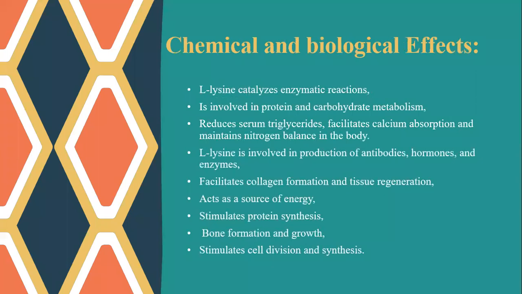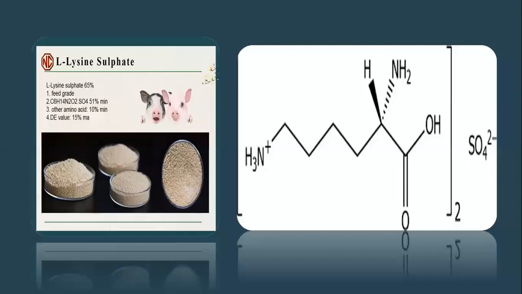Lysine sulfate catalyzes enzymatic reactions. It is also used in protein and carbohydrate metabolism, and is involved in the production of antibodies, hormones, and enzymes. It facilitates collagen formation and tissue regeneration. It also stimulates protein synthesis, bone formation, and growth. And there are some other effects of lysine sulfate. Here is the molecular structure of lysine sulfate, which is given in the slide.